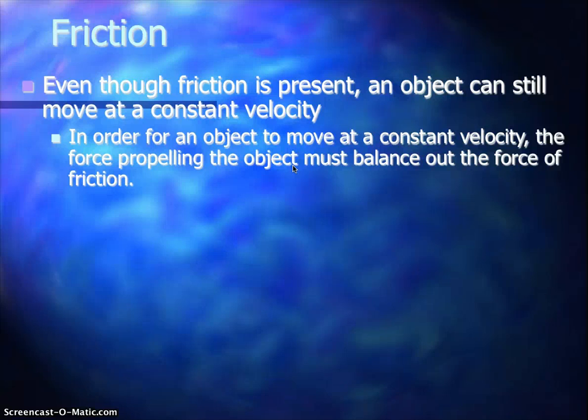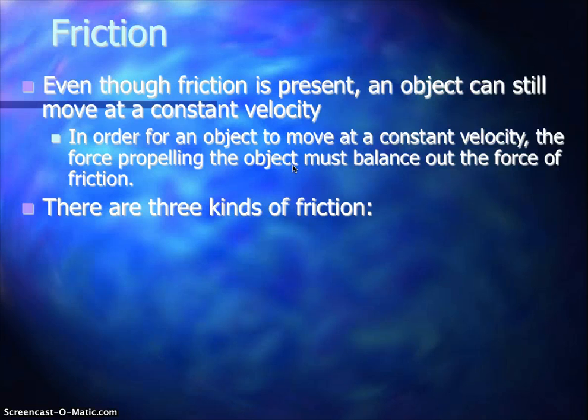In order for that to happen, we have to move the object at a constant velocity, because the force propelling the object must balance out the force of friction. The forward force, the propulsion force, must equal the resistance force, which is the friction force. So the parallel force must equal the frictional force in order for us to have a constant velocity, which means that we will have a net force of 0.